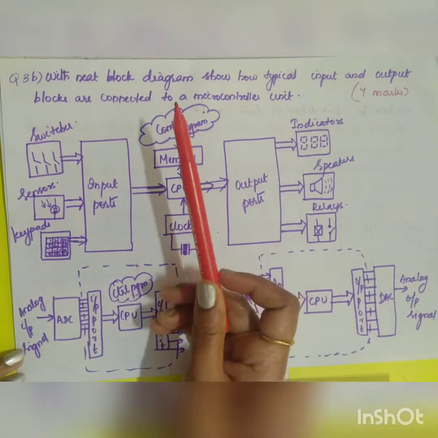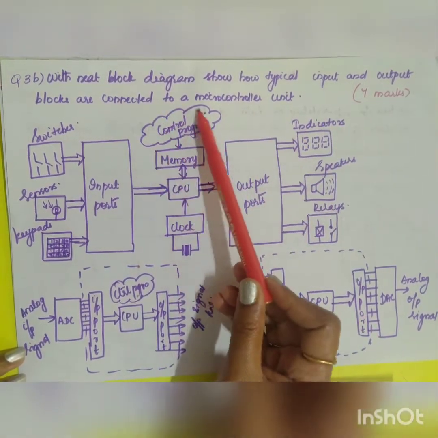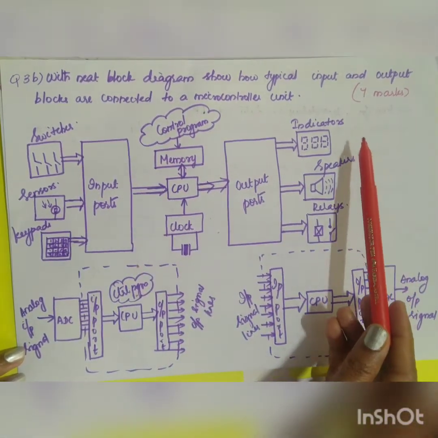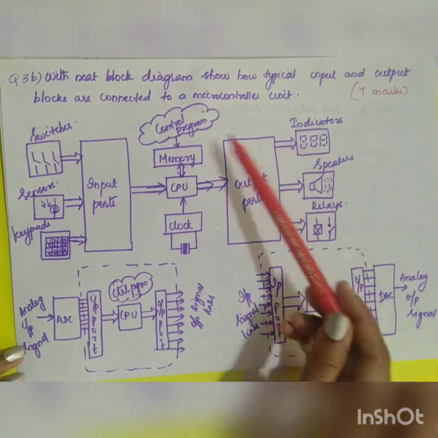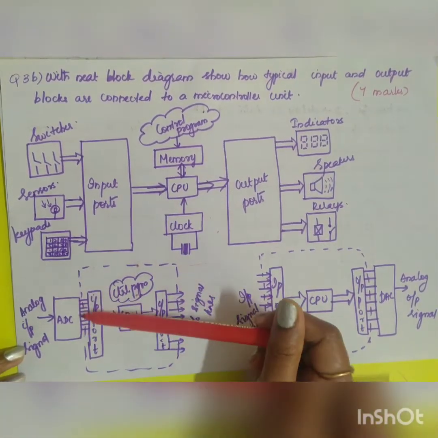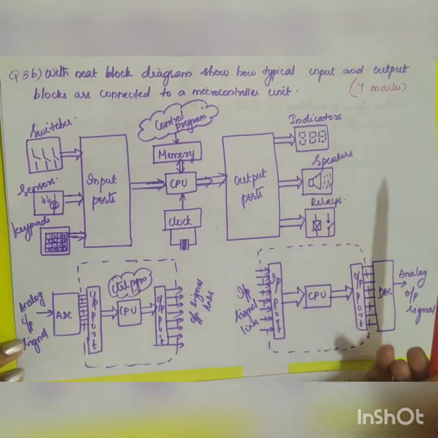So the next question is the third question, B part: with a neat block diagram, show how typical input and output blocks are connected to a microcontroller unit. It is asked for 7 marks, so it is better to give the overall block diagram and the other two diagrams which indicate the connection of your input device and your output device using your ADC and DAC.